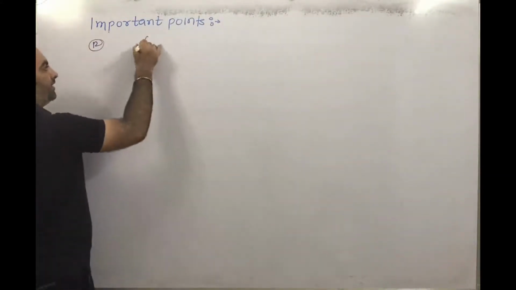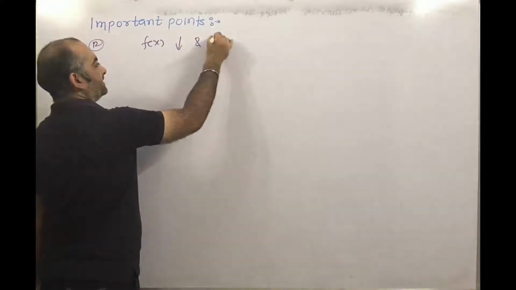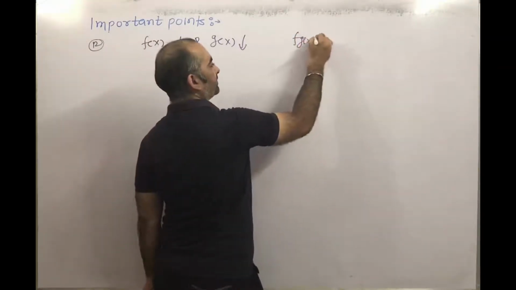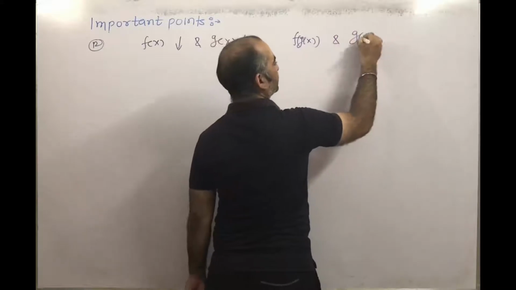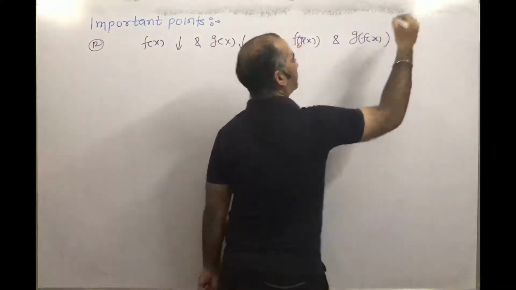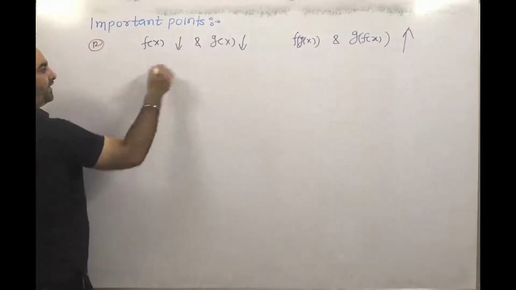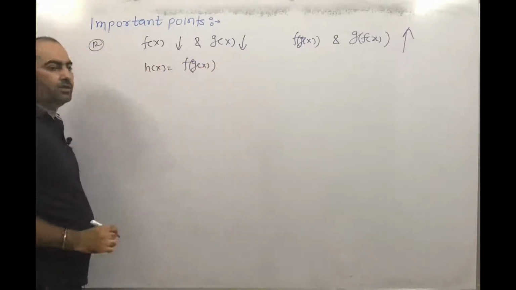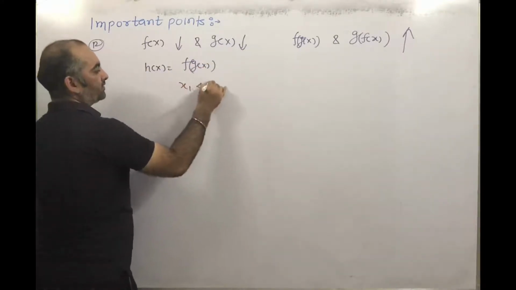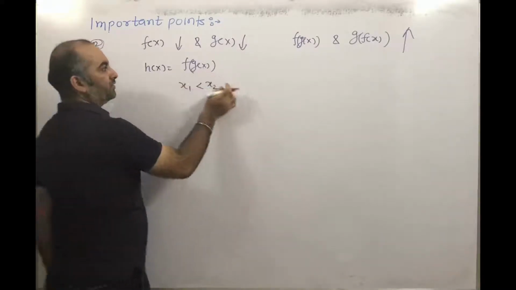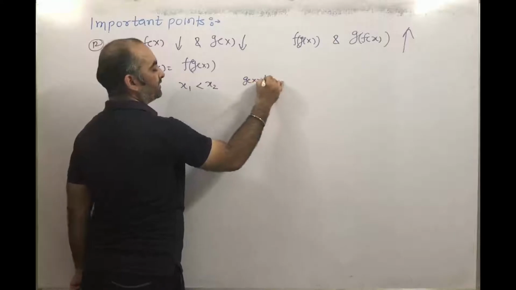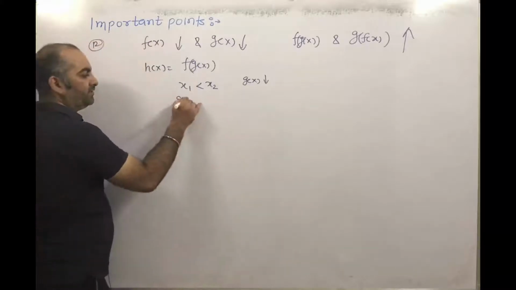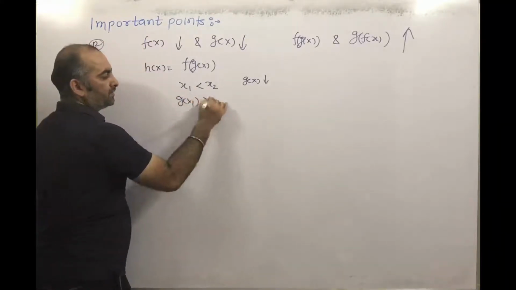What is the 12th point? If f(x) is decreasing and g(x) is decreasing, both are decreasing, then f(g(x)) and g(f(x)), this function will become an increasing function. How to check? So first we are taking h(x). h(x) we are taking f(g(x)). So we are taking two values, x1 is less than x2. So first we are finding g(x). So g(x) is what? Decreasing. So what is a decreasing function? If we increase the x value, the y value is what? Decreasing. So here we say that g(x1) is greater than g(x2).